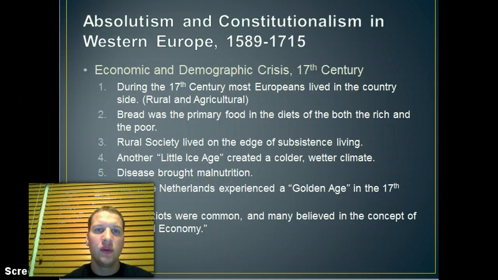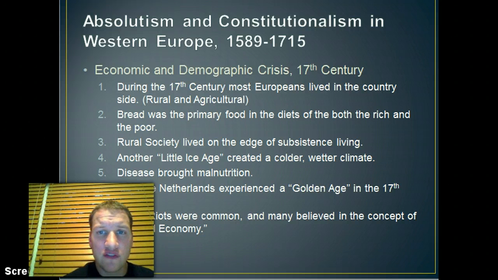And so we're talking about those economic and demographic crises of the 17th century. As we get into the 1600s, most Europeans still are living in the countryside, although we've seen a dramatic rise in cities and towns throughout the Renaissance. The majority of the population is still agricultural and they're still rural. Bread remains the primary food in their diets, despite the fact that in the Renaissance we saw a rise in the consumption of protein and meat. But most people are still getting it from grain.